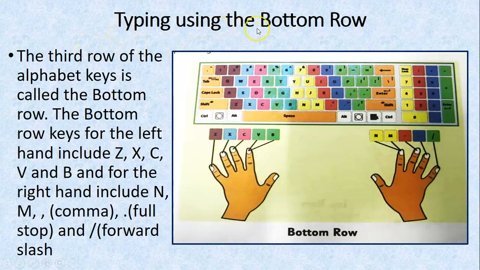Then typing using the bottom row, children. The third row of the alphabet keys is called the bottom row. The bottom row keys for the left hand include Z, X, C and V. Okay. Then again the index fingers are switching between V and B, and the right hand will switch between N and M.